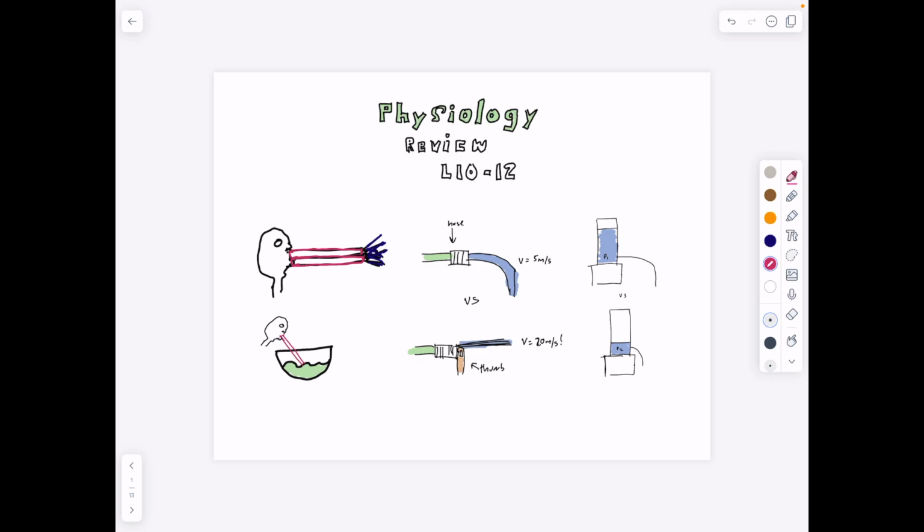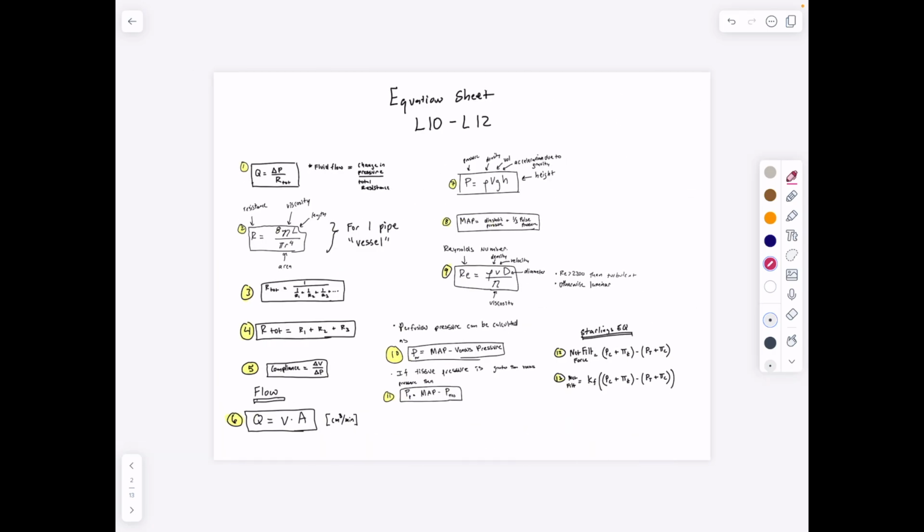Alright, hi guys, this is a video review of lectures 10 through 12 of Physiology. Let's get started. So here I wrote out all the different equations for these lectures. Not going to go over them right now, I'll go over them in just a minute, but here they are, so we can come back to them later.